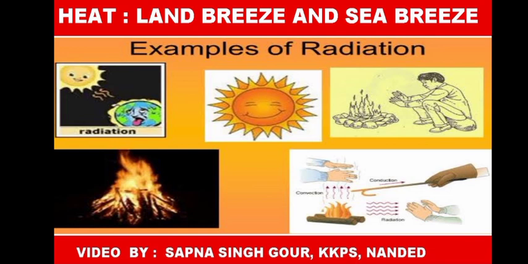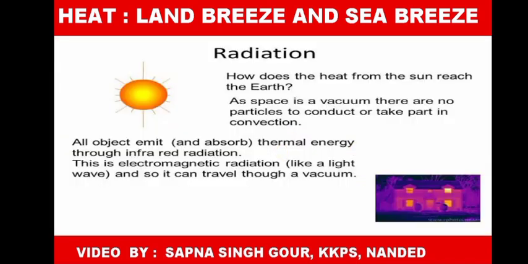Heat from the sun cannot reach the earth by conduction or convection because both these processes require a material medium like solid, liquid or gas to transfer heat. They cannot take place in empty space or vacuum. Heat from the sun reaches the earth by the process of radiation. The sun is an extremely hot object. The sun emits heat radiation or heat rays in all directions.